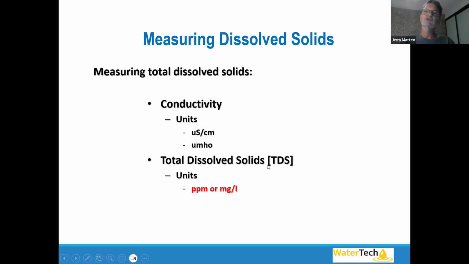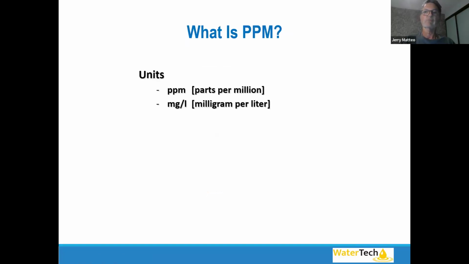The other way to measure dissolved solids is by parts per million. But both are used a lot in the industry. Conductivity or total dissolved solids to indicate the amount of dissolved solids in raw and treated water.